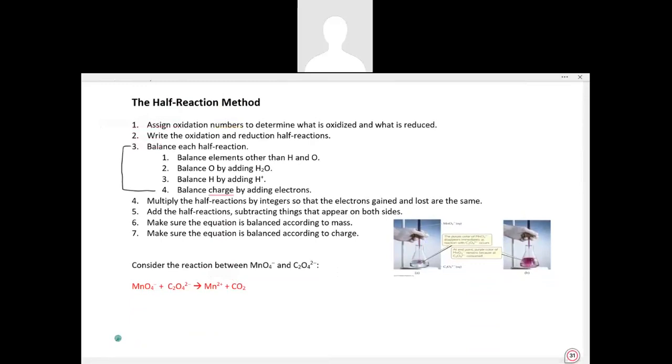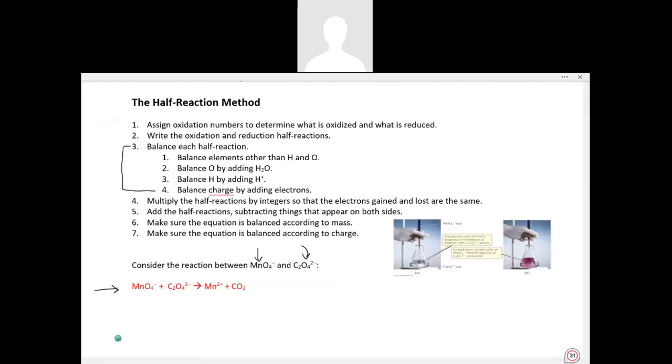Then we'll combine our two equations, and we'll make sure that everything, including mass and charge, is balanced at the end. So we have this titration reaction happening between our permanganate ion over here and this oxalate ion here. We have the reactants and the products that we need to consider to start this half reaction balancing method. The first step is we're told to assign oxidation numbers to determine what's oxidized and what's reduced.